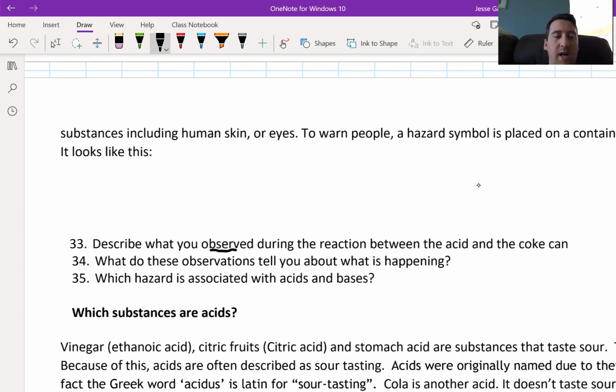And lastly, which hazard is associated with acids and bases? They are corrosive. So the keyword here is corrosive. All right, so that's acids and alkalis and the real safety concern with them.